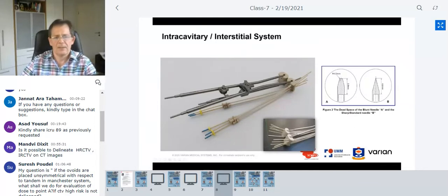Blunt needles that have no sharp tip, and also sharp needles. And what we discussed also last week is this dead space. The dead space is basically the solid part of a needle or an applicator where the source cannot go, but you see this on CT or MR images. So you need to know that the real channel ends here and that the sources can only be placed in this open channel, of course, and that you need to take that into account. I will show that when we switch to the planning system in a minute.